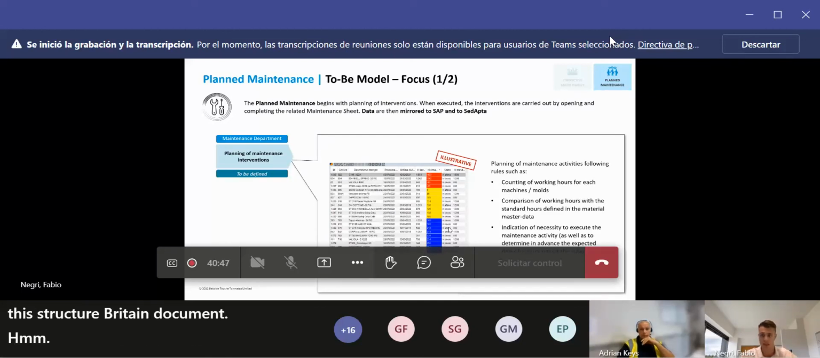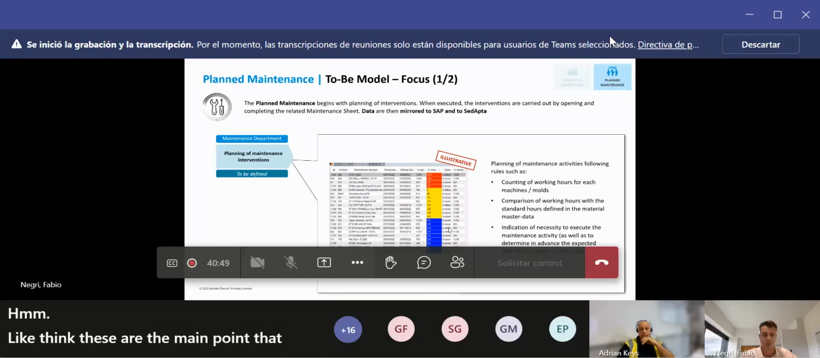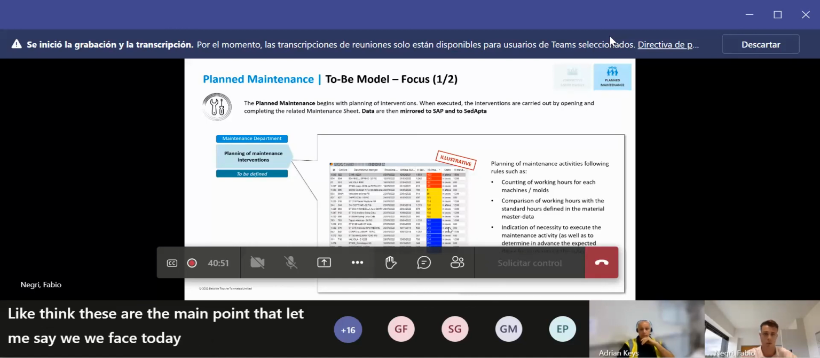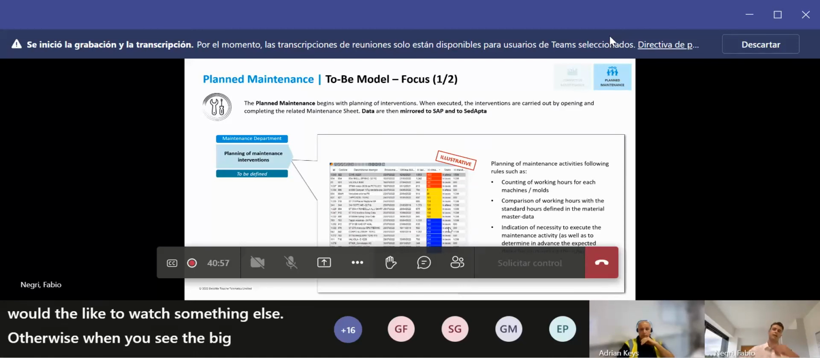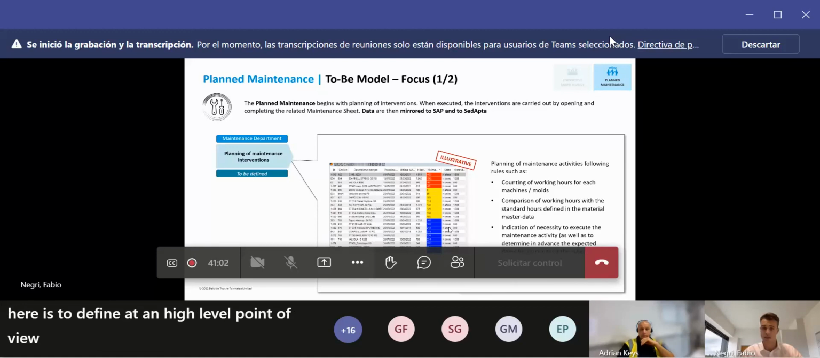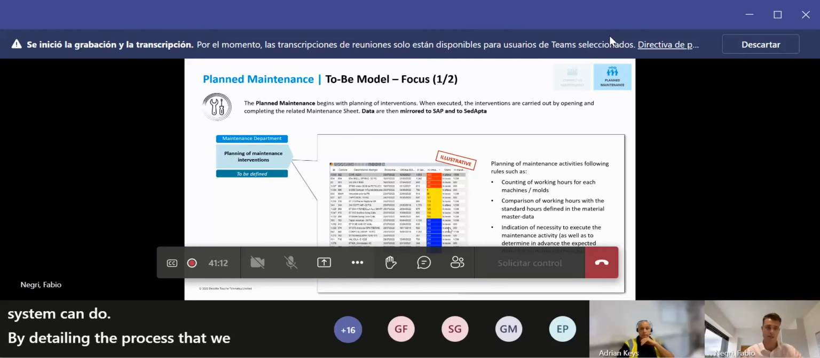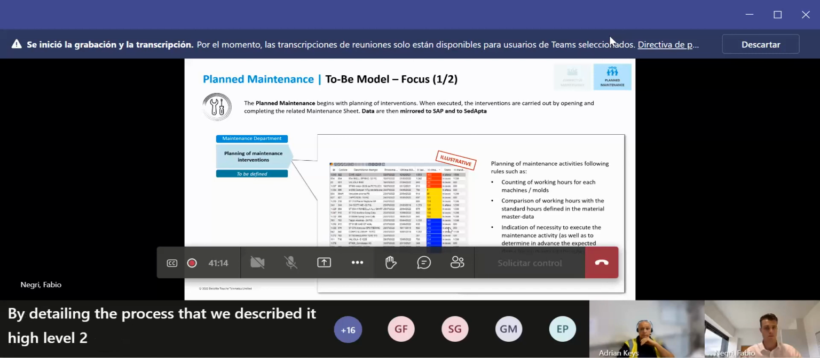I think these are the main points that we faced today. I don't know if you would like to add something else. Otherwise, the big next step here is to define, from a high level point of view, which is the system. And after the system, we can go into the detail of what the system can do by detailing the process that we described at high level today.